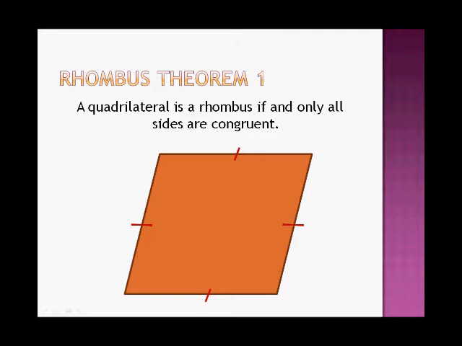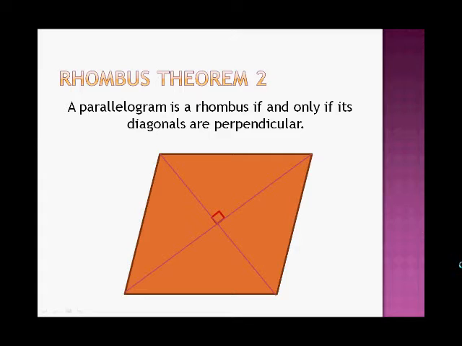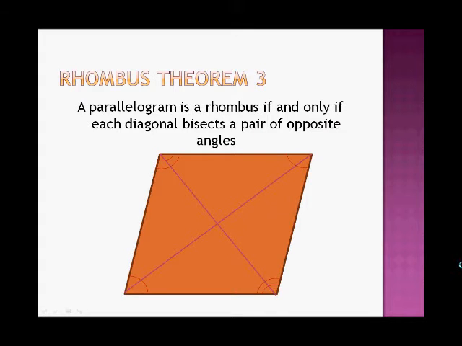We should check their memory cards. Okay, so we found out the memory card information of rhombus. First thing we found is a quadrilateral is a rhombus if and only if all the sides are congruent. Interesting. A parallelogram is a rhombus if and only if its diagonals are perpendicular. A parallelogram is a rhombus if and only if each diagonal bisects a pair of opposite angles. This is so useful in solving the crime.